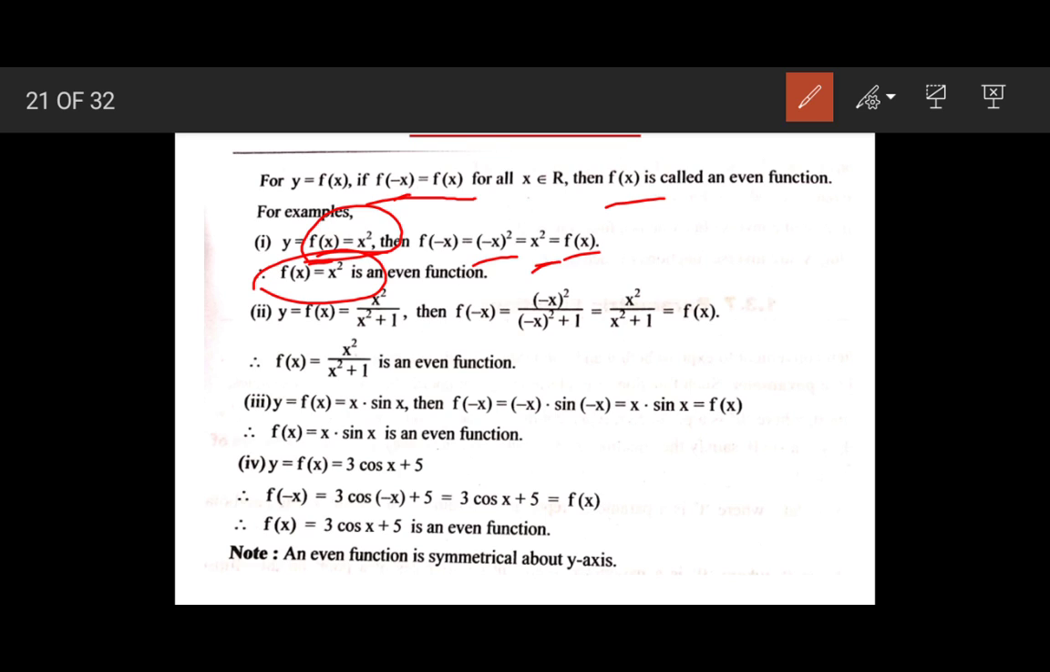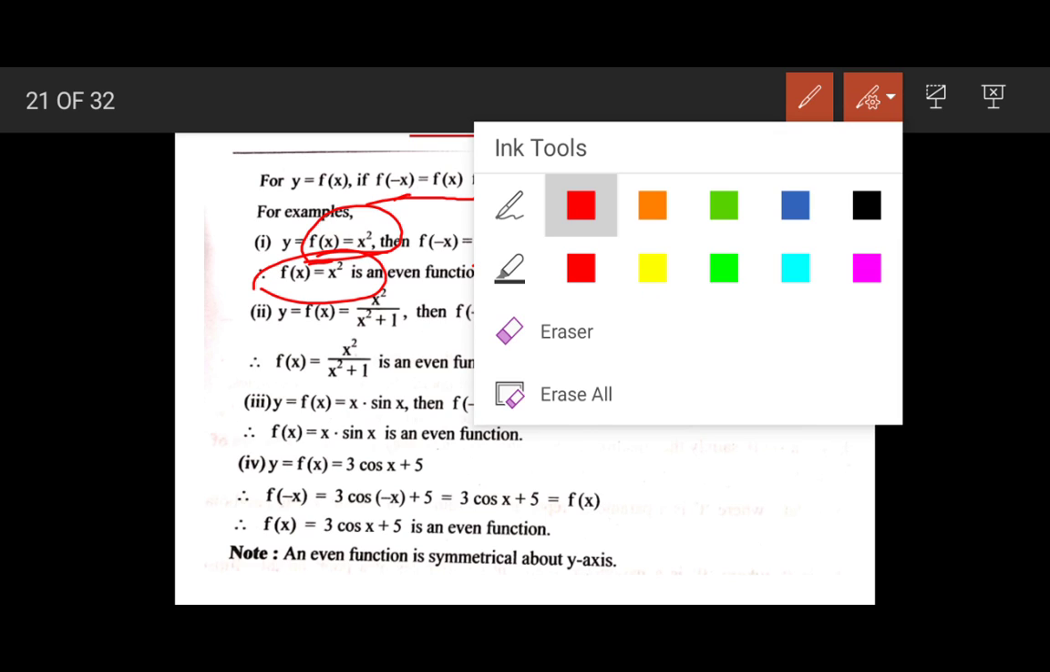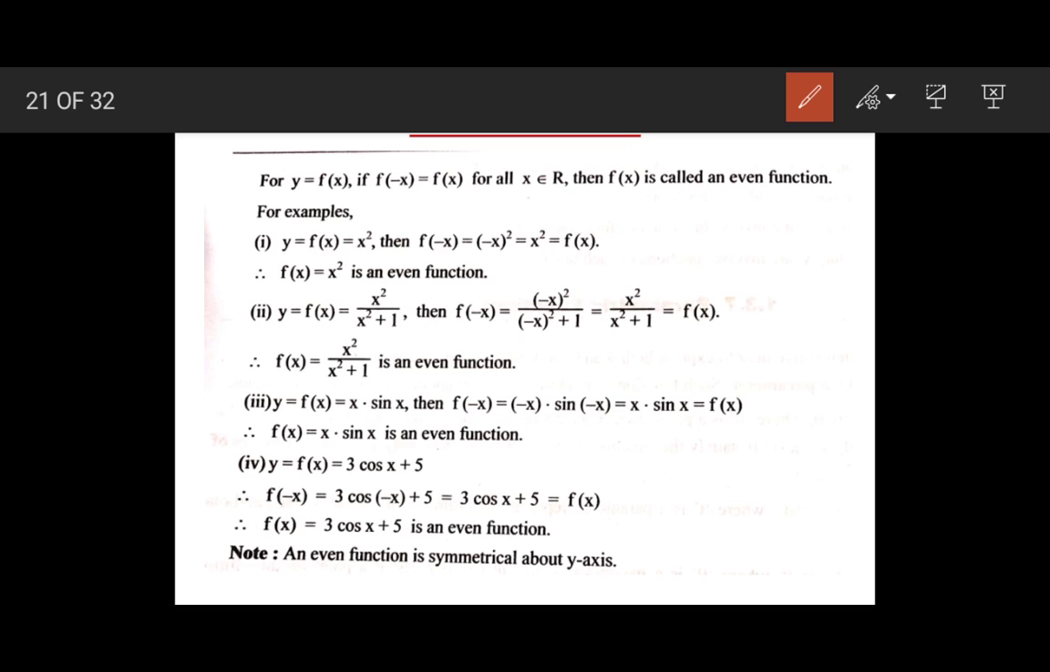There is no change. What am I doing? I am replacing x by minus x. See here, f of x is x square. Then I am replacing this x by minus x, but there is no change. Still I am getting x square. No change at all. So whenever I am getting f of minus x as f of x only, then that function will be an even function.